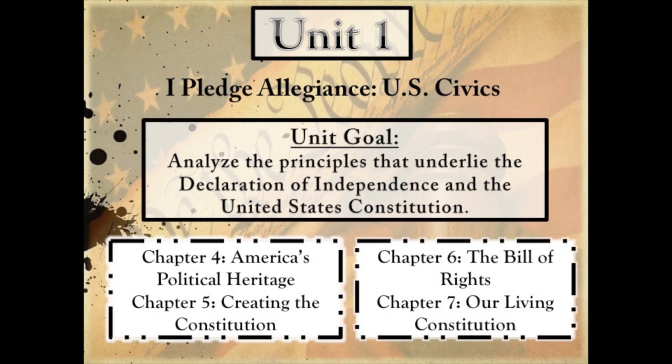We're starting in Unit 1, I Pledge Allegiance, U.S. Civics. The goal for this unit is to analyze the principles that underlie the Declaration of Independence and the U.S. Constitution. We're studying chapters 4, 5, 6, and 7.